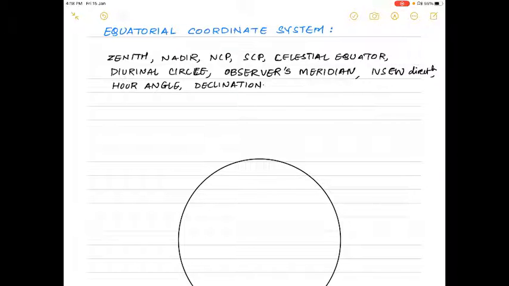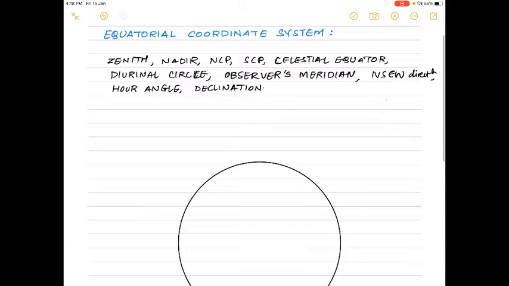So to overcome that drawback, we use a different coordinate system called the equatorial coordinate system, in which the coordinates that we get are fixed. So if you want to locate a star from anywhere on the surface of Earth, you should know the equatorial coordinates of that star, and then you can locate it very easily.